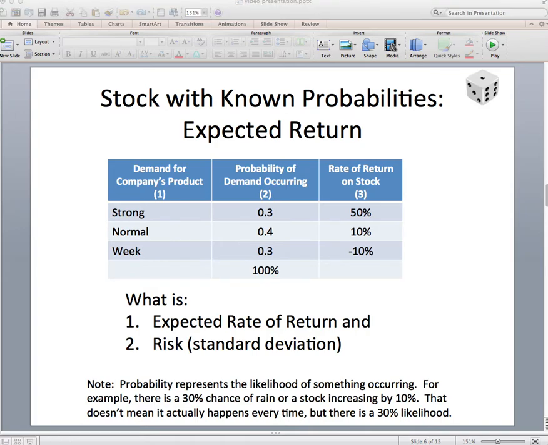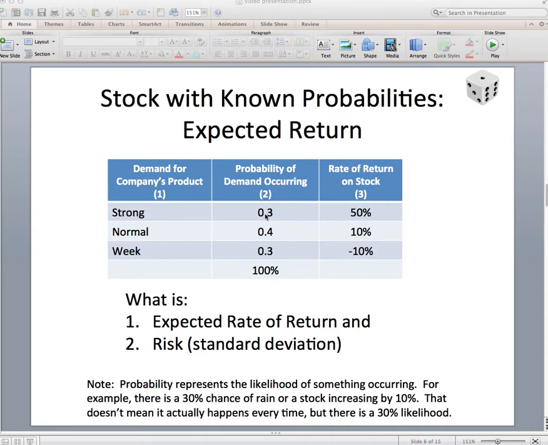So suppose we have this case where the demand for a company's product, given in column 1, can be under 3 scenarios: strong, normal, or weak. The probability of demand occurring shows 30% for strong, 40% for normal, 30% for weak. Note, these have to add to 100. Even if there's 4 different possibilities, or 5 or 100, they all have to add to 100. And column 3 shows the rate of return under that scenario.